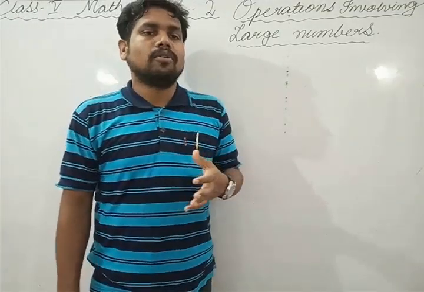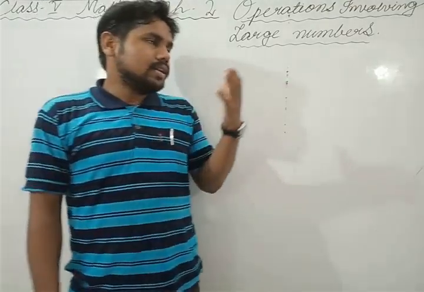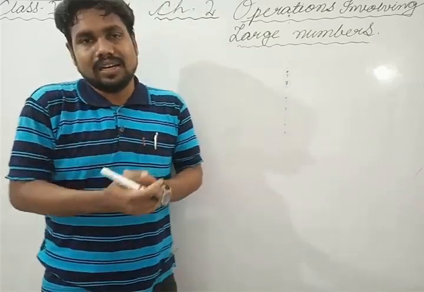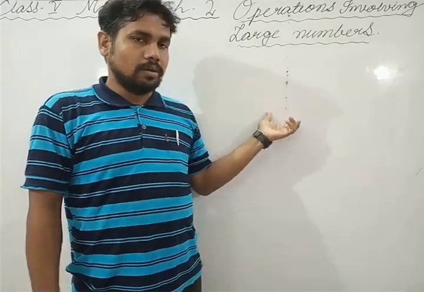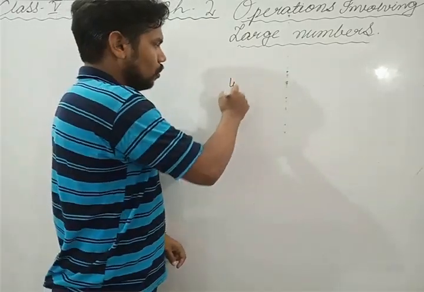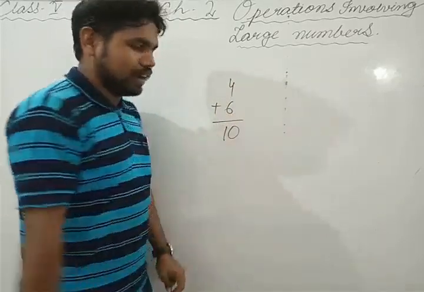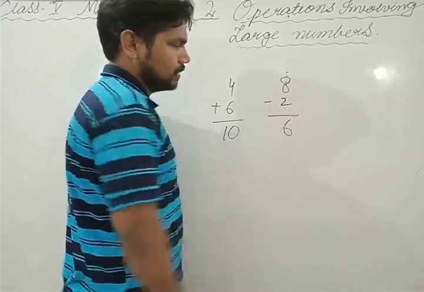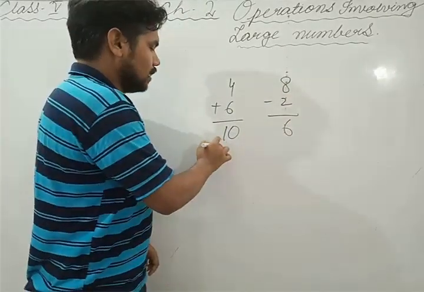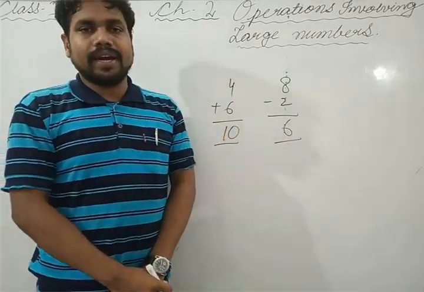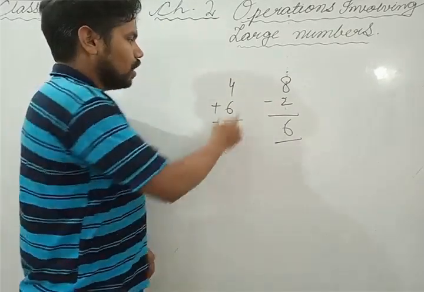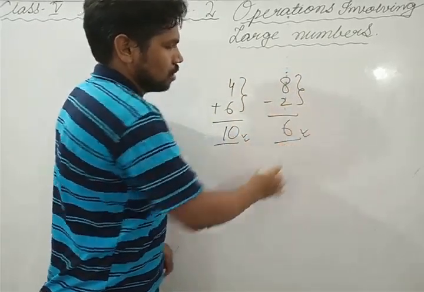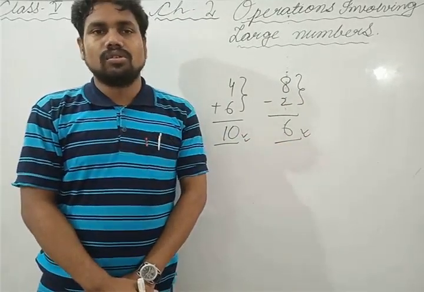There are some terms related to addition and subtraction. First let's discuss those terms. There are two things in addition and two things in subtraction also. Whenever you add two numbers, suppose 4 plus 6, you get 10. Suppose you subtract 8 minus 2, you get 6. So what are these called? These are some terms which you should learn first.